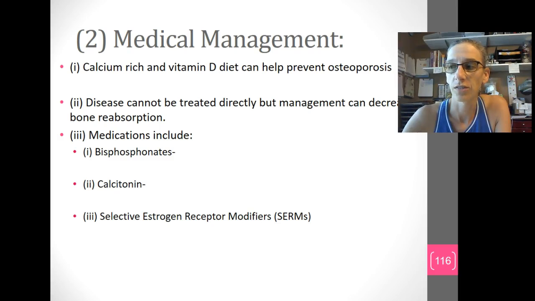And selective estrogen receptor modulators, SERMs. An example of this is Evista. They preserve bone mass density, therefore decreasing the risk for osteoporosis. Be sure you understand these medications, how they work, and what they're used for.